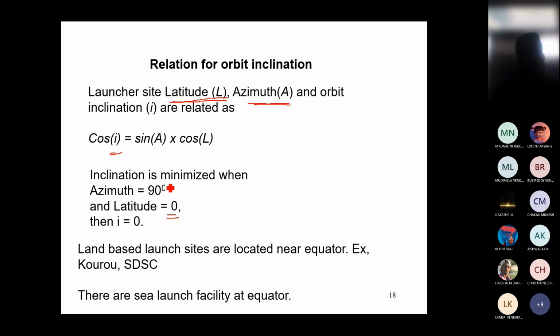So that is why I have taken the azimuth angle as 90 degree. So what happens here? Sine A is equal to 90 degree, L is equal to 0 degree. So cos of 0 is equal to 1, sine of 90 is equal to 1. So these two multiplication will result as equal to 1. So hence what we got, cos of inclination angle is equal to 1. That means inclination angle is equal to 0 degree.